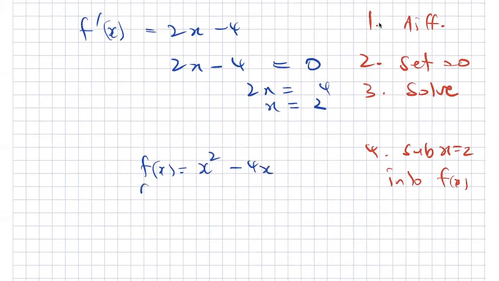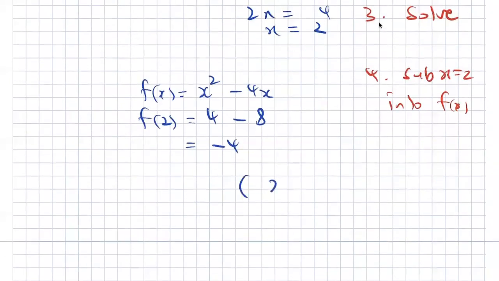And we put 2 into that, so we substitute 2 in. 2 squared is 4, and that's minus 8, right? And therefore we get negative 4. So the full coordinate, that's my y coordinate now. So the coordinate then is 2 and negative 4.